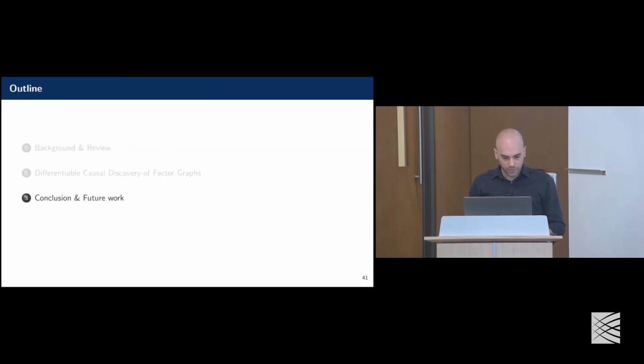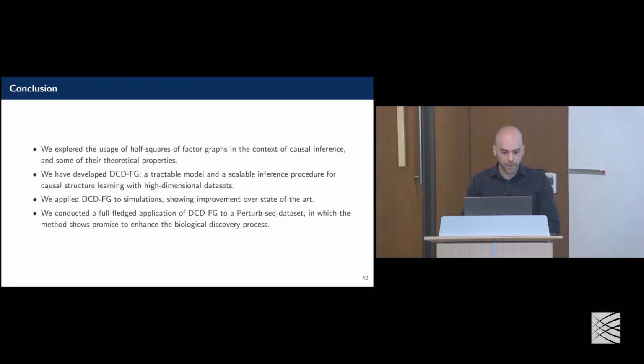And I want to give some closing remarks. So in this talk, I've shown you the usage of half square of factor graphs in the context of causal inference and some of their theoretical properties. We've developed DCD-FG, which is a tractable model and inference procedure for scaling up causal structure learning on high-dimensional data sets. We've applied it on simulations as well as perturb-seq data.